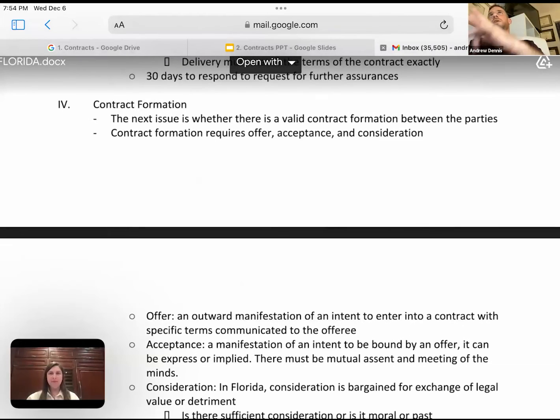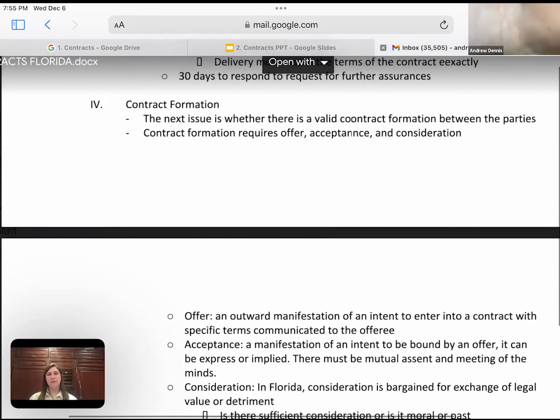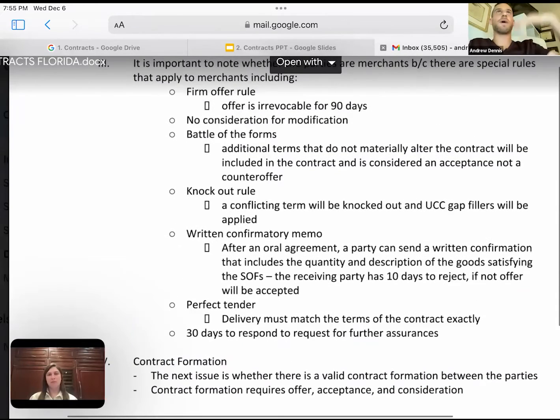And before I ask questions, one point is, remember the mirror image rule. The offer needs to match the acceptance exactly if we're under the common law, and the firm offer rule potentially. But the battle of the forms provision under the UCC says that an additional term that is not material will be included in the contract, and there will be an acceptance. So this is where you talk about that in contract formation. These things that apply to merchants above, you'll talk about later, right? But you just kind of want to think about them or note them above.